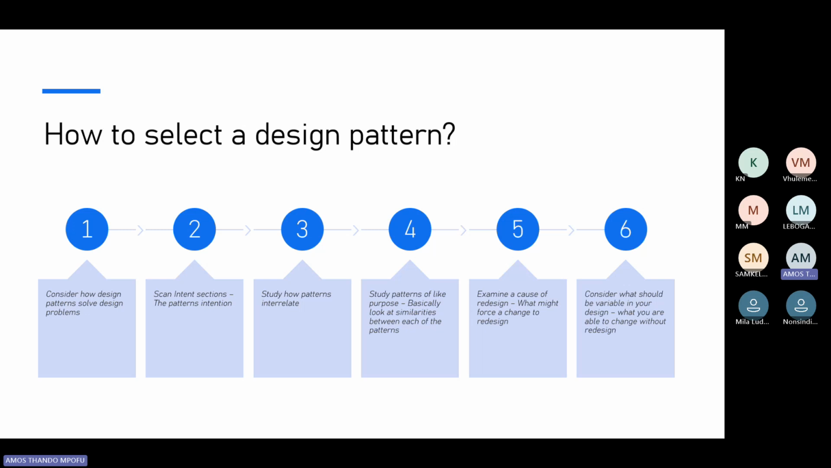Then we have the last one, consider what should be variable in your design. Basically, what should change? Here it says what you are able to change without redesign. So basically, if the other one focuses on trying to avoid redesign, this one focuses on what needs to be changed. What are you able to change without having to redesign the whole thing? So that's basically one of the things you can use to select a design pattern.